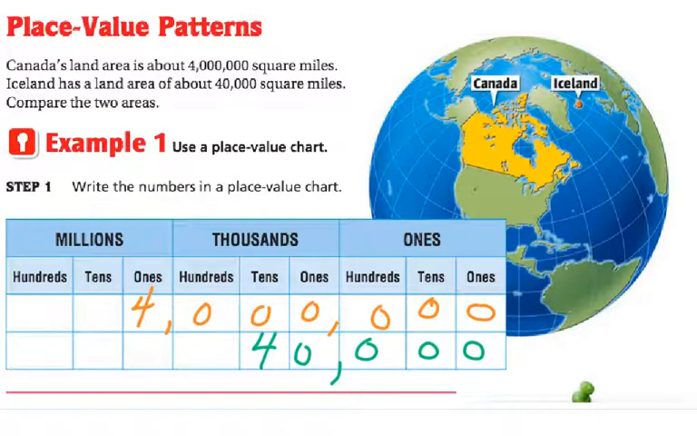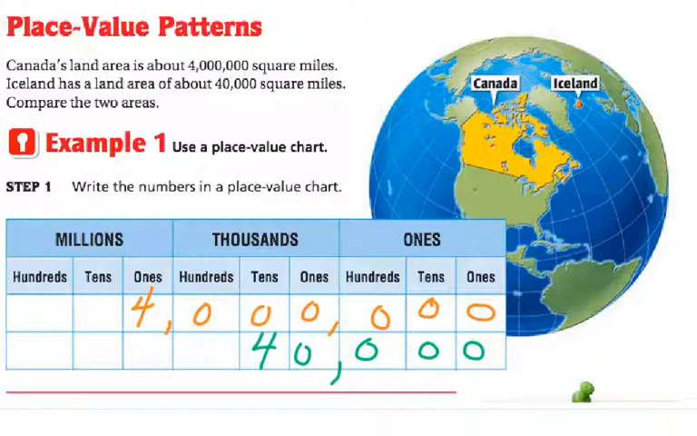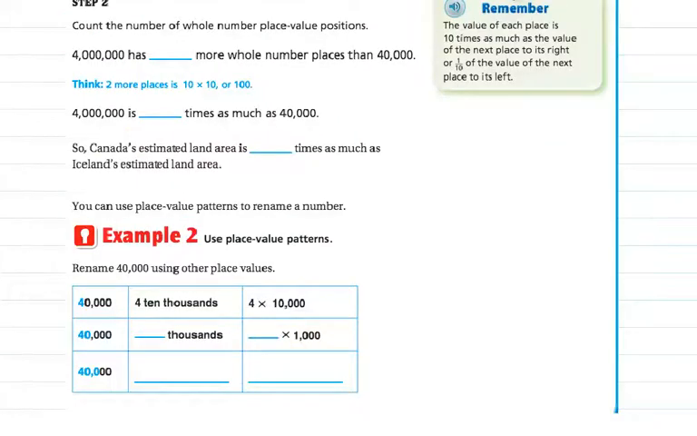So now what we're going to do is use a place value chart to check the 2. It says step 2, count the number of whole number place value positions. So let's count. 4 million has 1, 2, 3, 4, 5, 6, 7, and 40,000 has 1, 2, 3, 4, 5. So that means that 4 million has exactly 2 more whole number place values than 40,000.